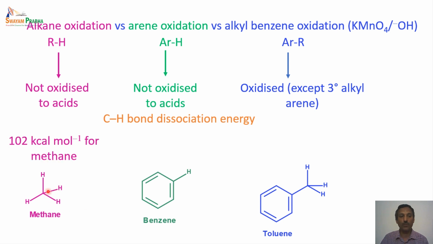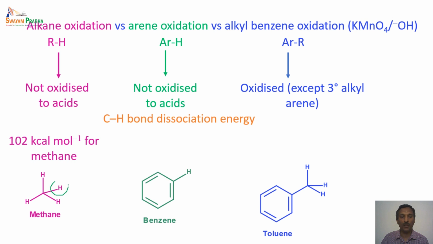So if we look at the CH bond, the CH bond dissociation energy is very high for methane. It is a very high energy, so that means we have to supply a lot of energy to break this bond.